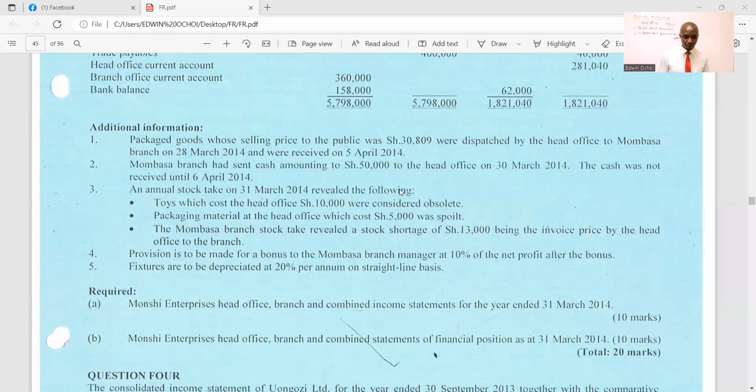Number four, provision is to be made for a bonus to the Mombasa branch manager at the net profit after the bonus. Number five, fixtures are to be depreciated at 20% per annum on a straight line basis.